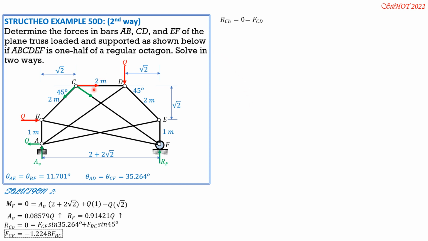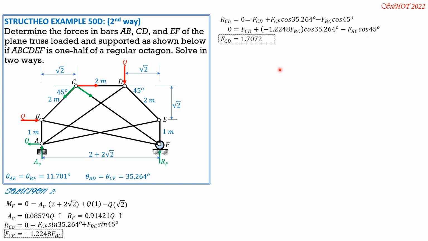Then the sum of horizontal forces at C equals 0. So 0 equals FCD plus FCF cosine of 35.264 minus FBC cosine of 45. So substitute the value of FCF. So 0 equals FCD plus negative 1.2248 FBC cosine of 35.264 degrees minus FBC cosine of 45. So FCD can be expressed in terms of FBC. It is positive 1.7072 of FBC. Then after joint C, we proceed to joint D.